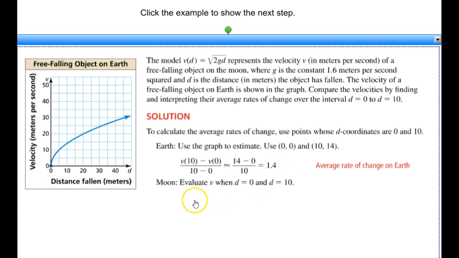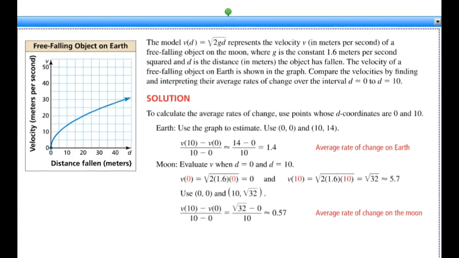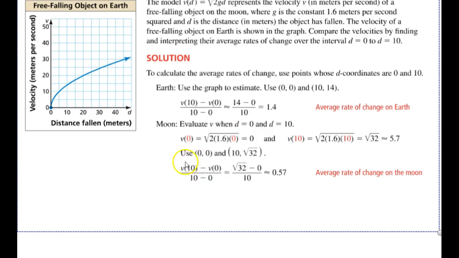So now on the moon, I'm going to actually use my equation when d equals 0 and when d equals 10. So I plug in those values. So when d is 0, my v is 0. And when that d is 10, my v is 5.7. So now that I have this, I can go ahead and use those 2 points to find the average rate of change, right, by taking the v of 10 minus the v of 0 divided by 10 minus 0, and I get approximately 0.57.